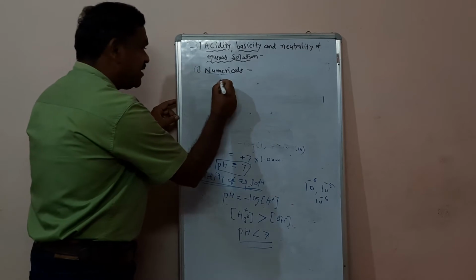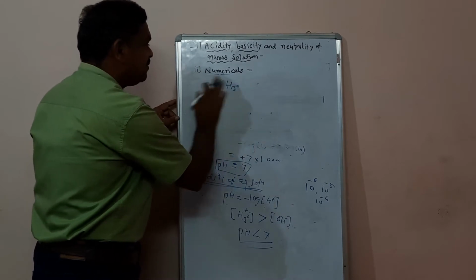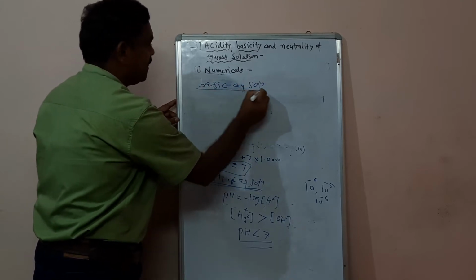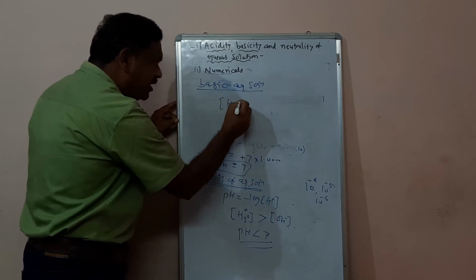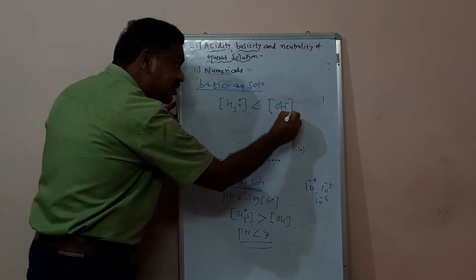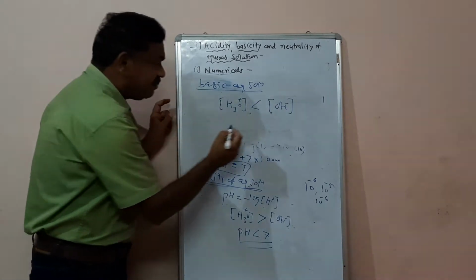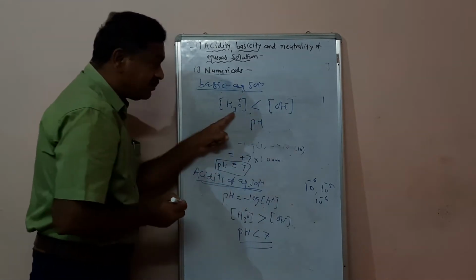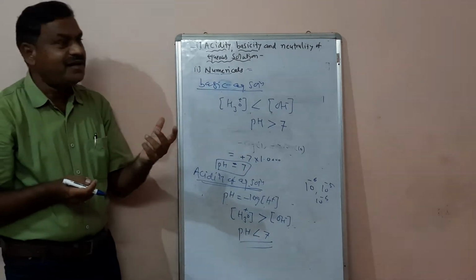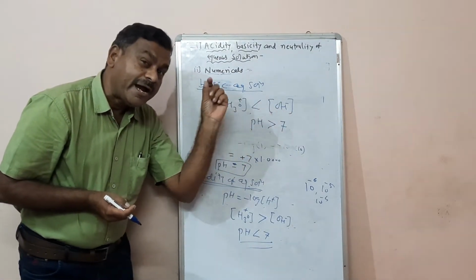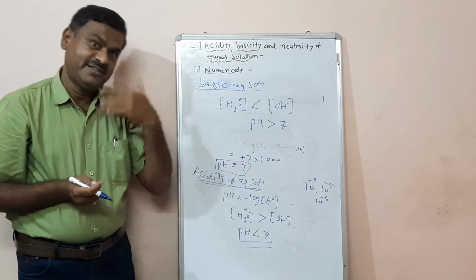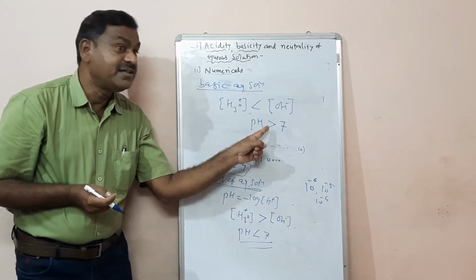Now here, for a basic aqueous solution, the concentration of hydronium ions is less than the concentration of hydroxyl ions. Then the pH should be greater than 7. It means that the concentration of hydroxyl ions is greater in that aqueous solution. That's why the pH should be greater than 7.